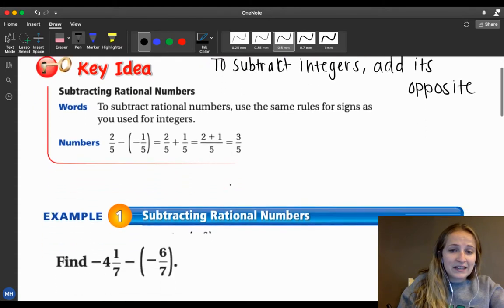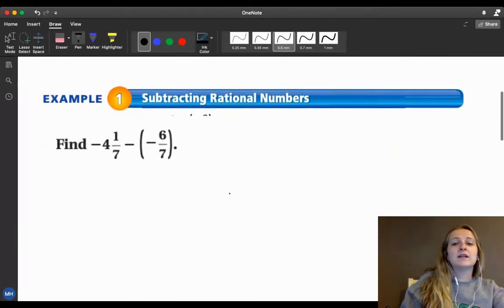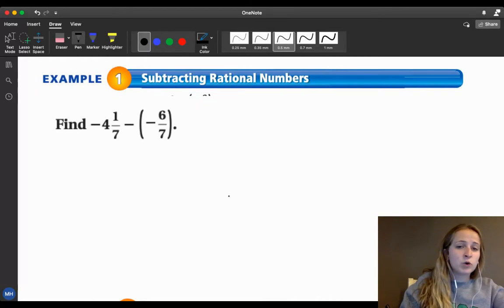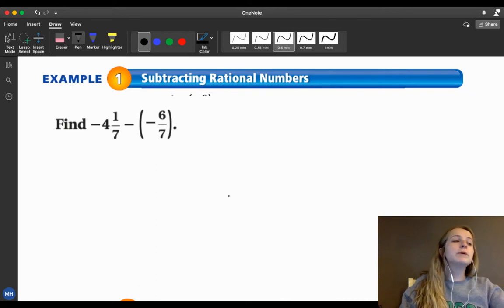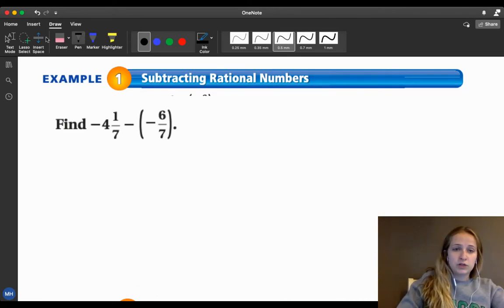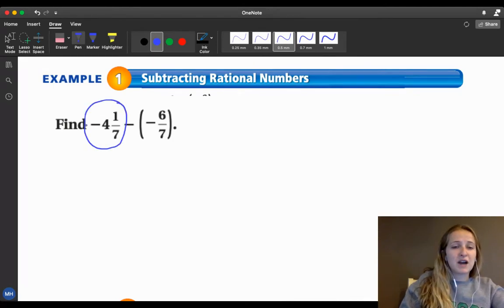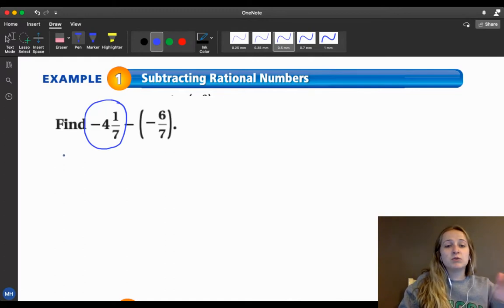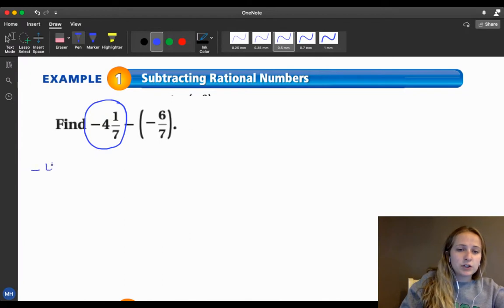So let's get started. For example 1, it wants us to find negative 4 1/7 minus negative 6/7. First, before we even begin, I would like us to turn negative 4 1/7 into an improper fraction. This is going to help us to subtract fractions. Whenever you see a mixed number and you're doing subtraction or addition, you should always turn it into an improper fraction. So to remind you how to do that, to turn negative 4 1/7 into an improper fraction, obviously you're going to keep the negative sign.